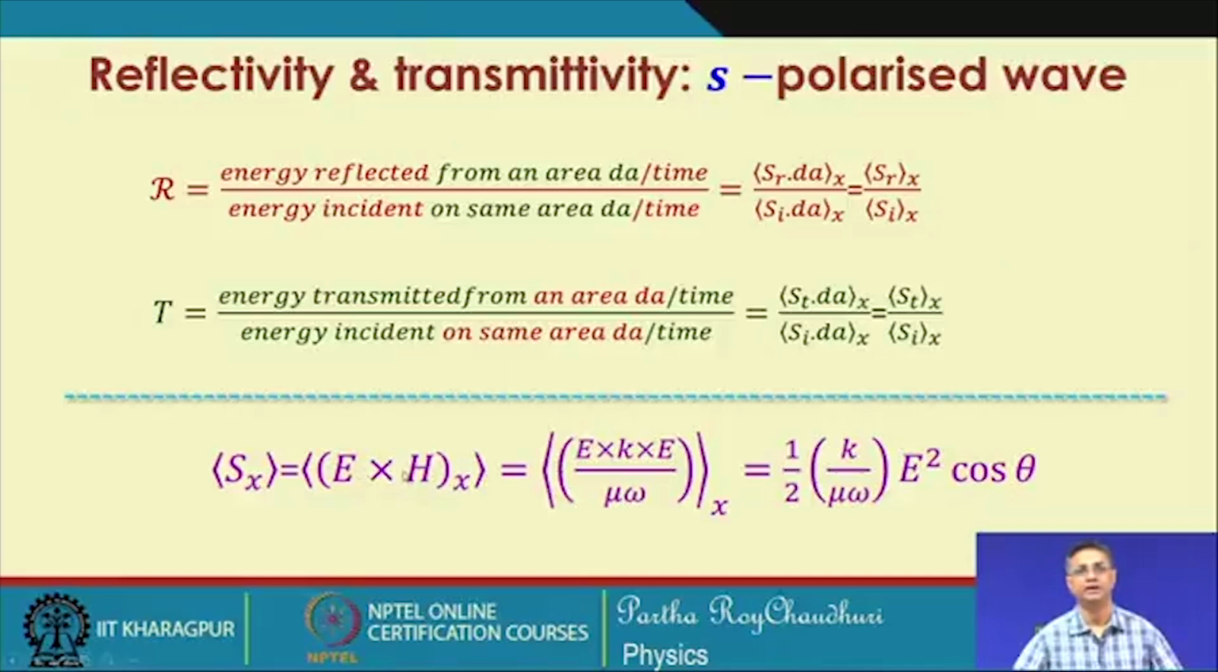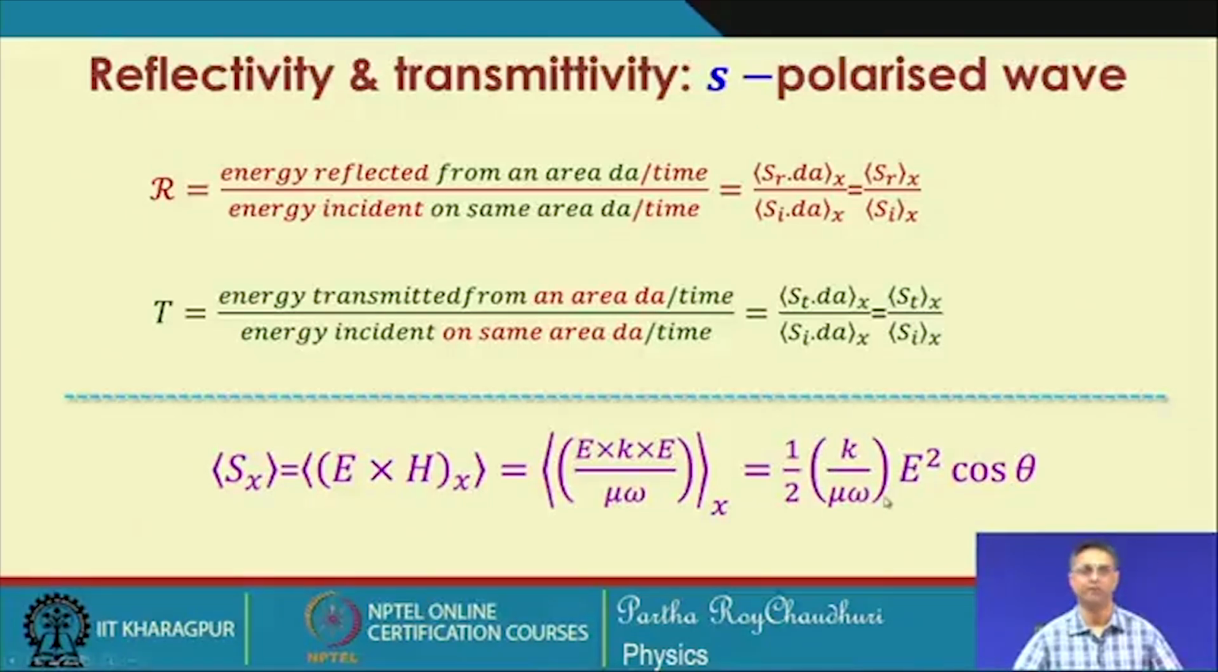And now, writing H equal to k cross E by mu omega, we can reduce this expression to this form, and then on evaluation we get that the x component of the Poynting vector, when time averaged, gives this equation.